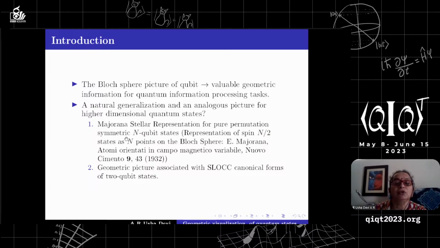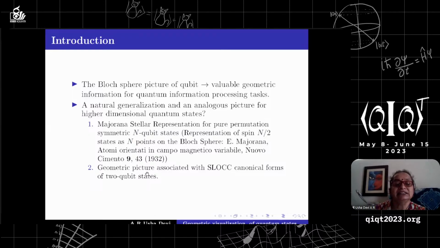I am going to talk only about where it is neat, elegant, and easy for our understanding, hopefully. One is the Majorana stellar representation, which is only allowed for pure permutation symmetric N-qubit states. That is a representation of spin n/2 states as n points on the Bloch sphere, which Majorana had perceived in 1932, which was not noticed at that time, but in quantum information theory, people are now paying attention to the Majorana stellar representation.